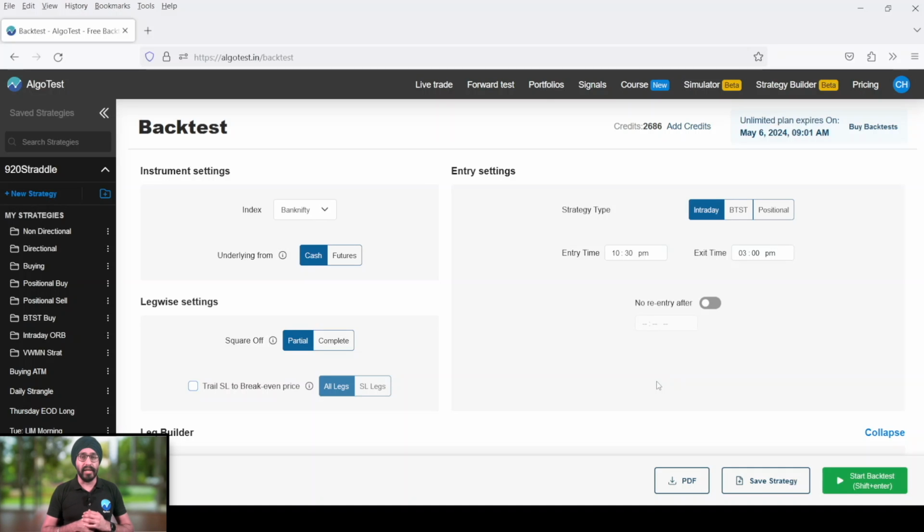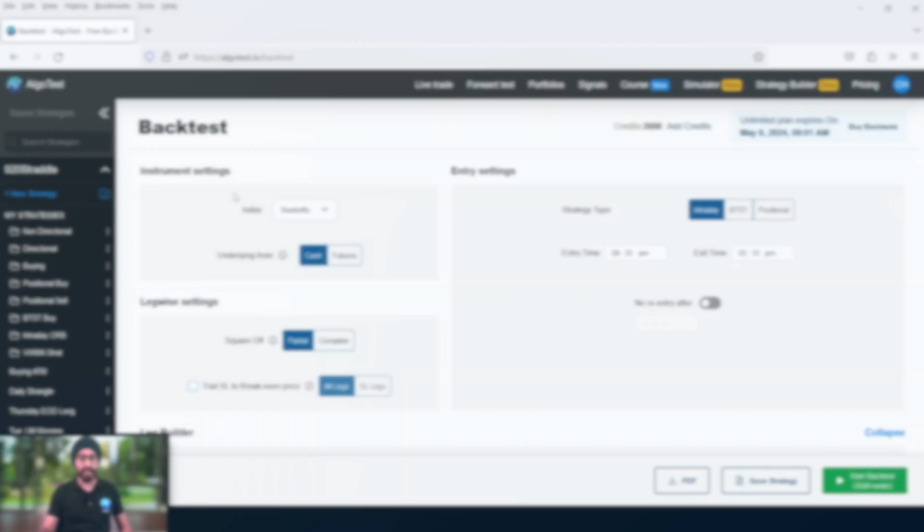Maybe we can use our lazy leg feature to build a very intelligent strategy. So the idea was, whenever my leg hits stop loss or target, I want to take entry into a completely new leg.